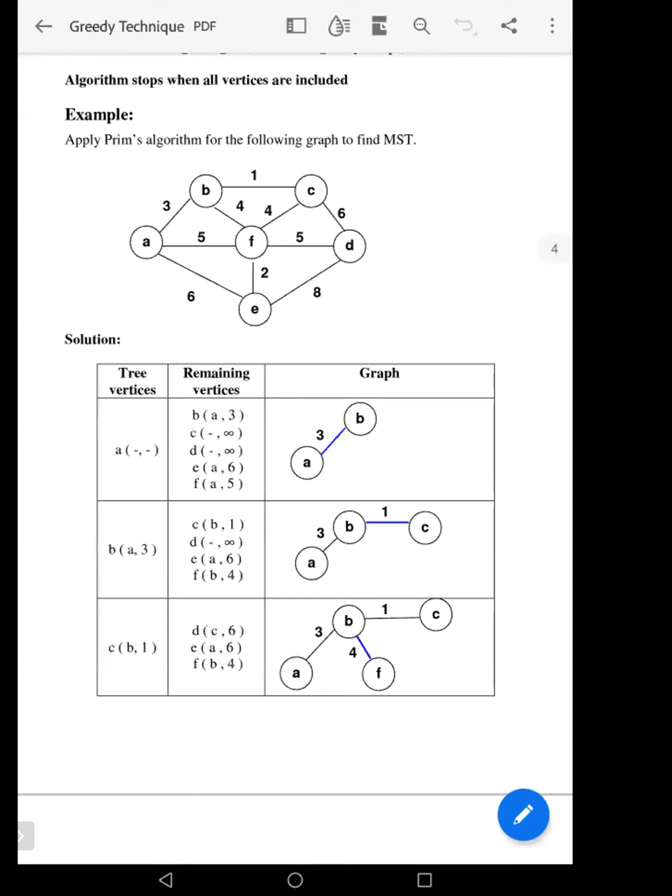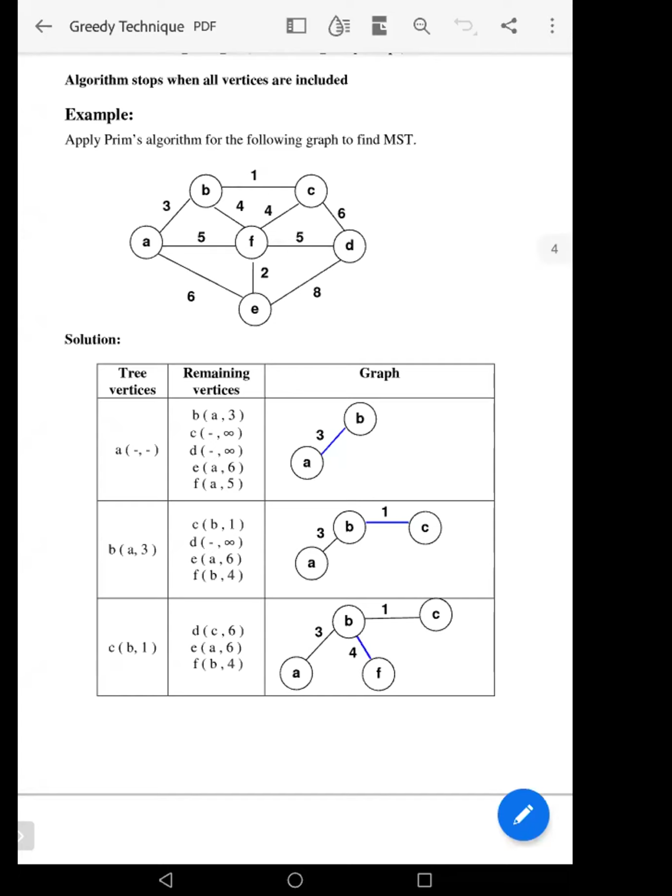So obviously C is not directly connected with A, so it is a dash, blank, and we put a very large value for it, that is infinity, if it is not directly connected. And for D, it is the same case. D is not directly connected with A, so D gets a dash, because it is not adjacent to A. Any vertex is adjacent to A if it is directly connected with that vertex. That's why D is not directly connected with A.